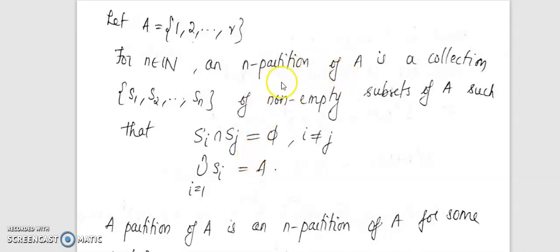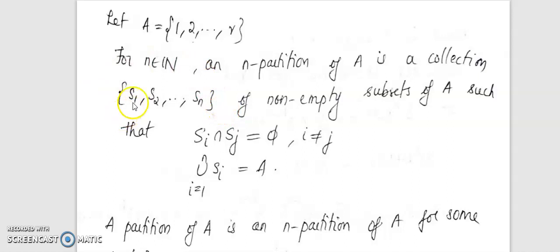So given a set A, we are going to look at an n-partition of A. An n-partition is a collection of n subsets such that the subsets are disjoint, and when you take the union of those subsets, that will give your original set A. So such a collection is called S1, S2, ..., Sn.